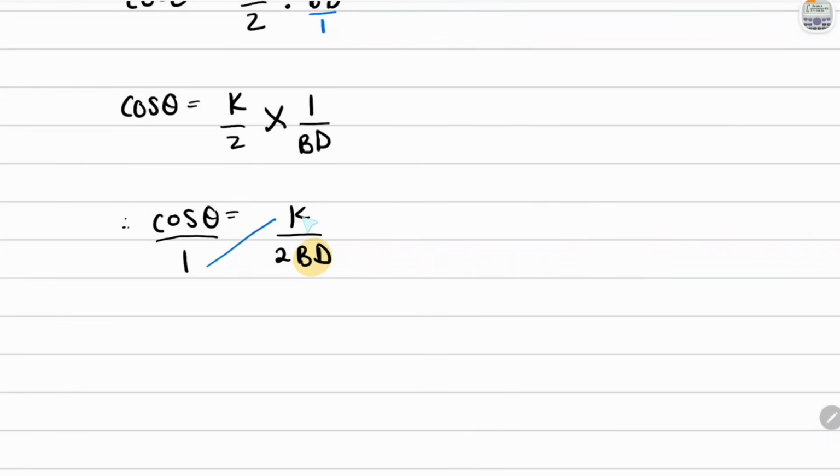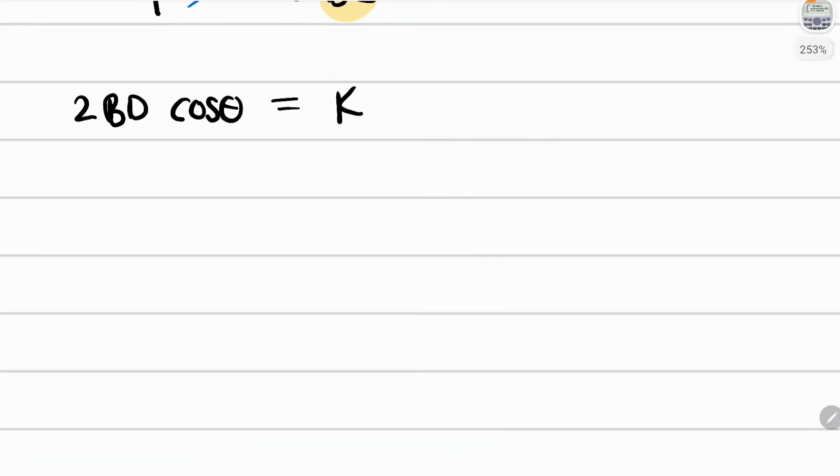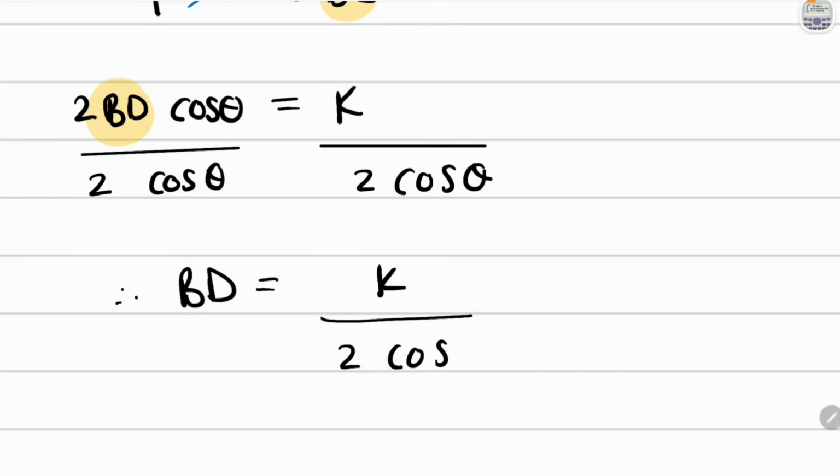Then cross multiply. 1 times K is K. I'll leave that K there. And then we have cos theta times 2BD, which is 2BD cos theta. Then we need to make BD the subject. So clearly we need to divide both sides by 2 cos theta to get rid of that. So therefore BD is equal to K over 2 cos theta.